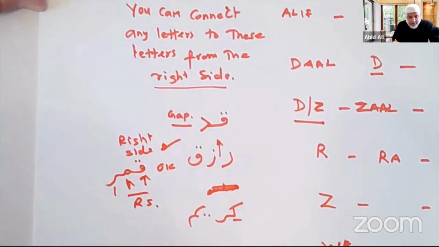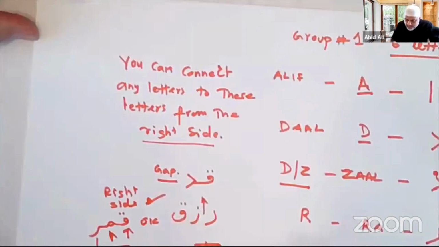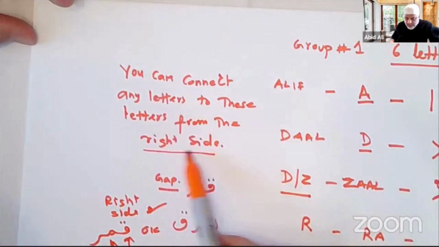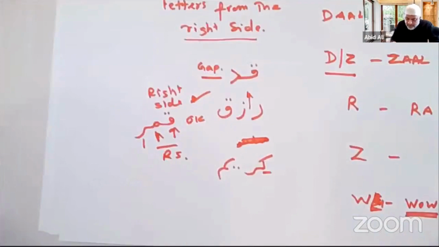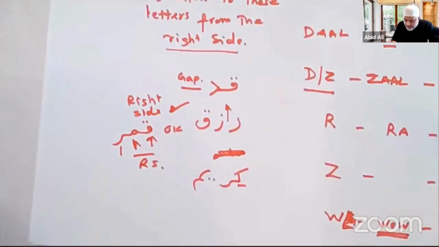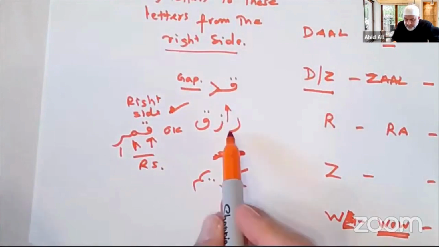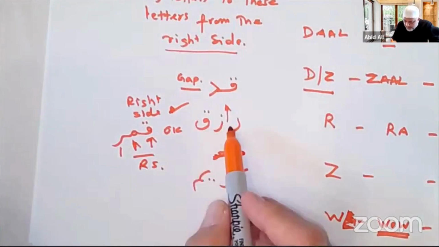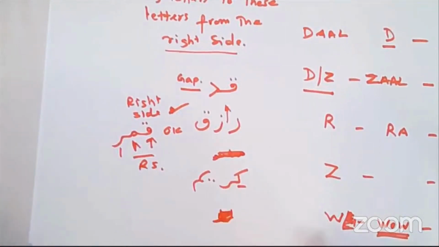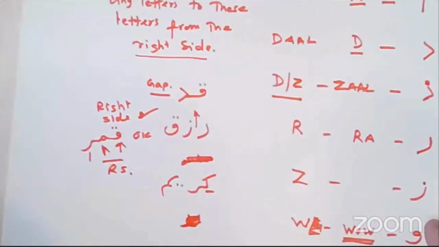So this is absolutely fine. That's what we are saying. You can connect any letters to these letters from the right side, right? But from the left side, there will always be a gap. That is why, when I say risk, I could not say ra and za connected. Can I connect ra and za? But if it completes on that word, then there will be no gap.